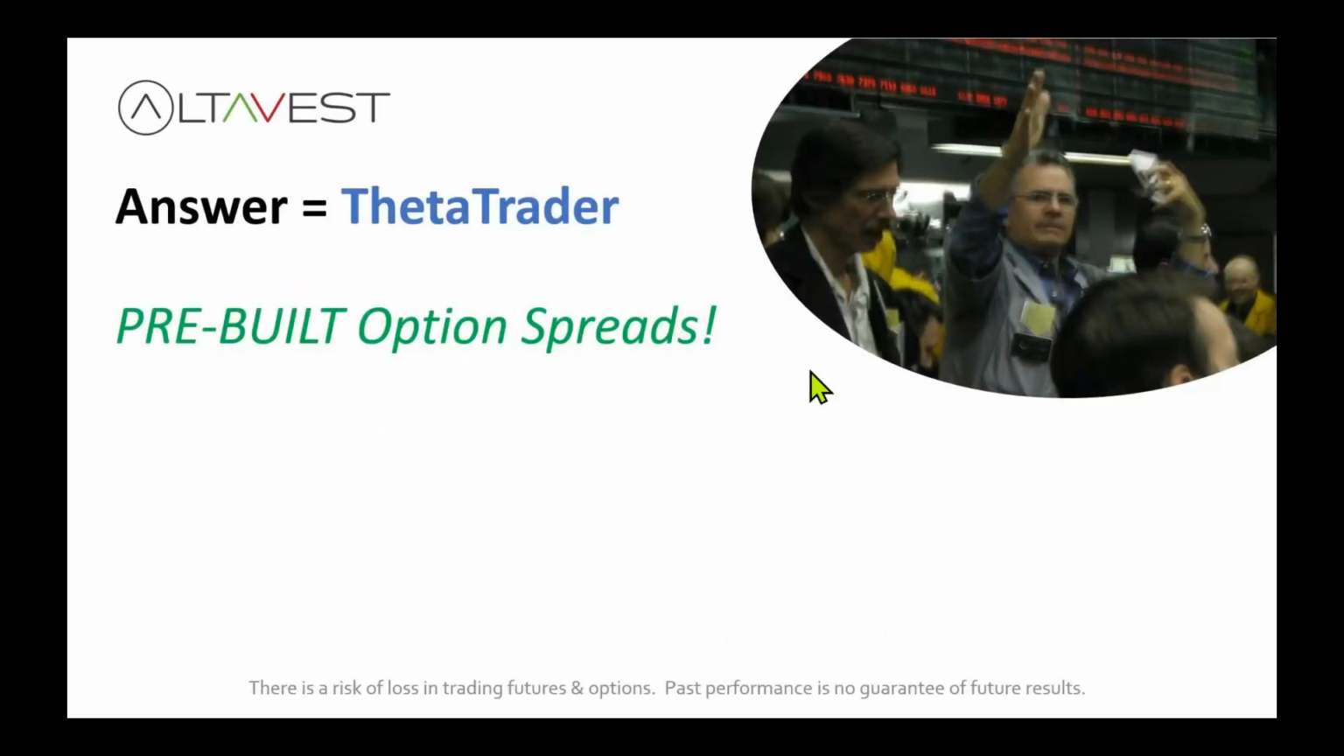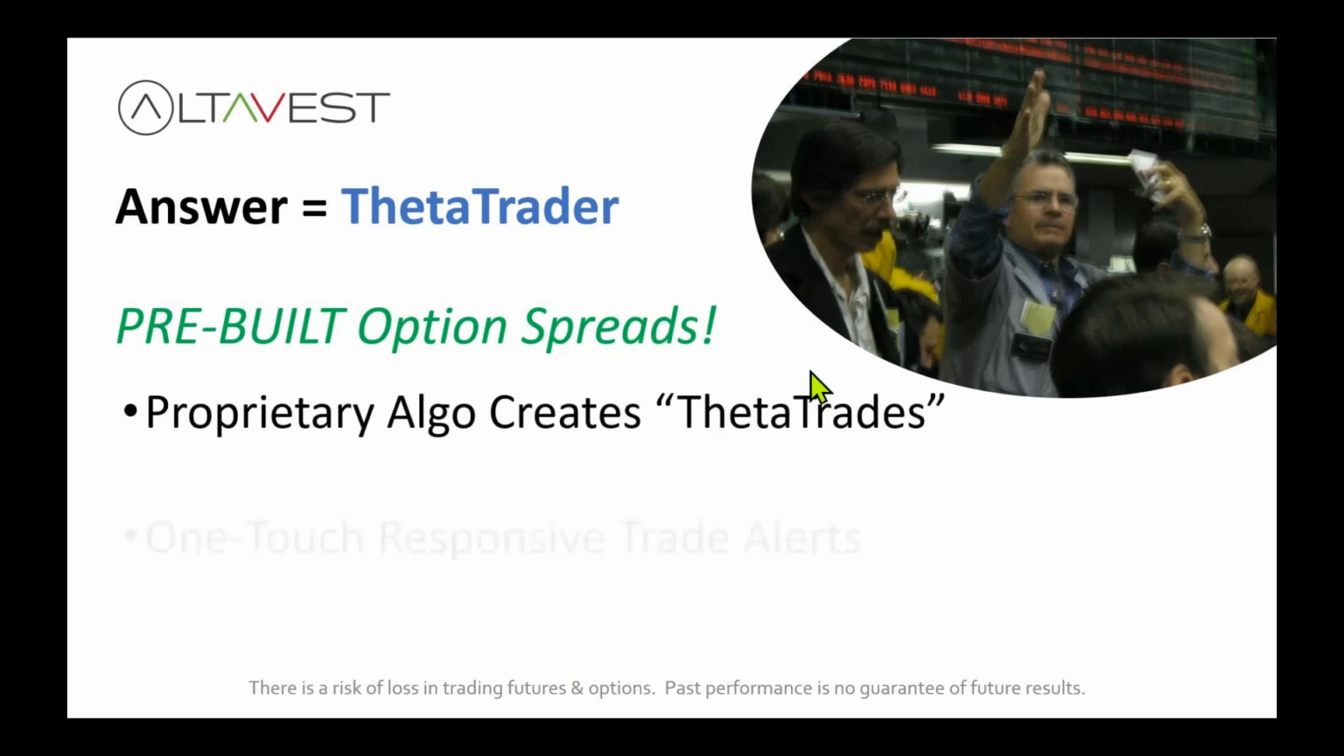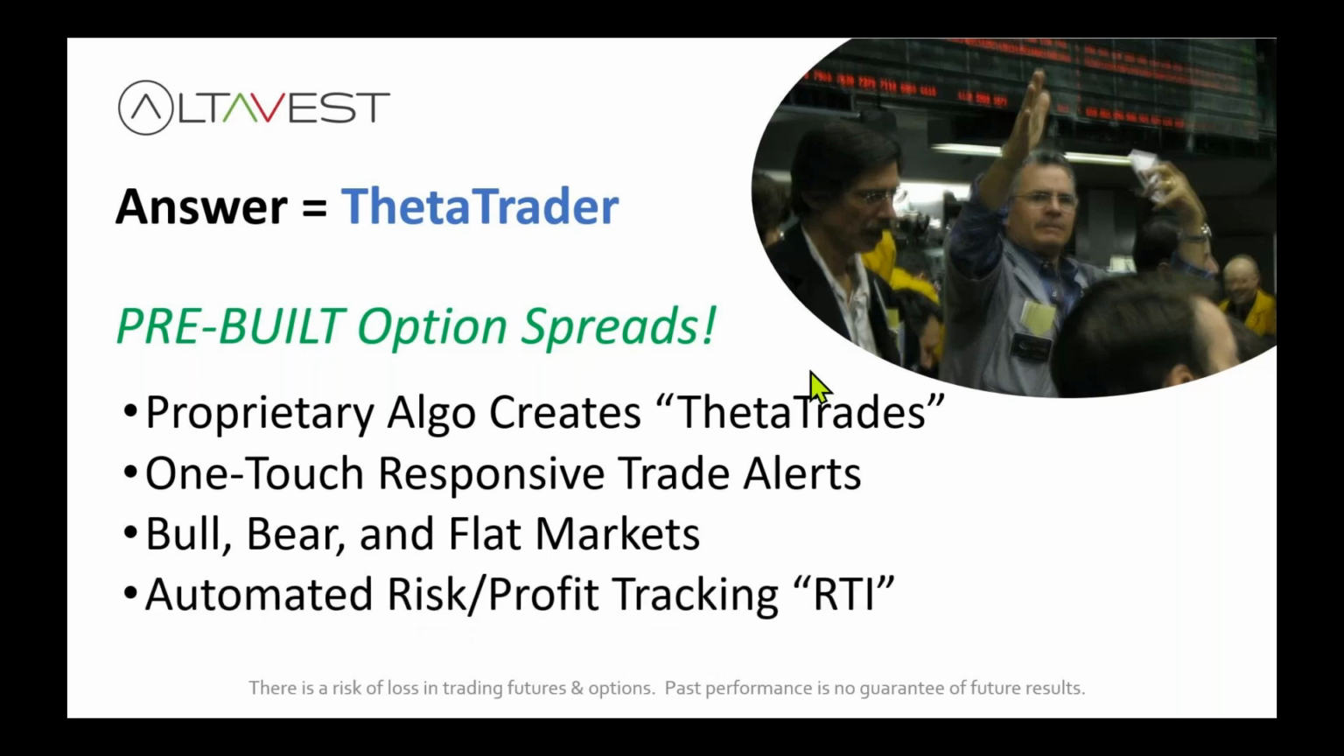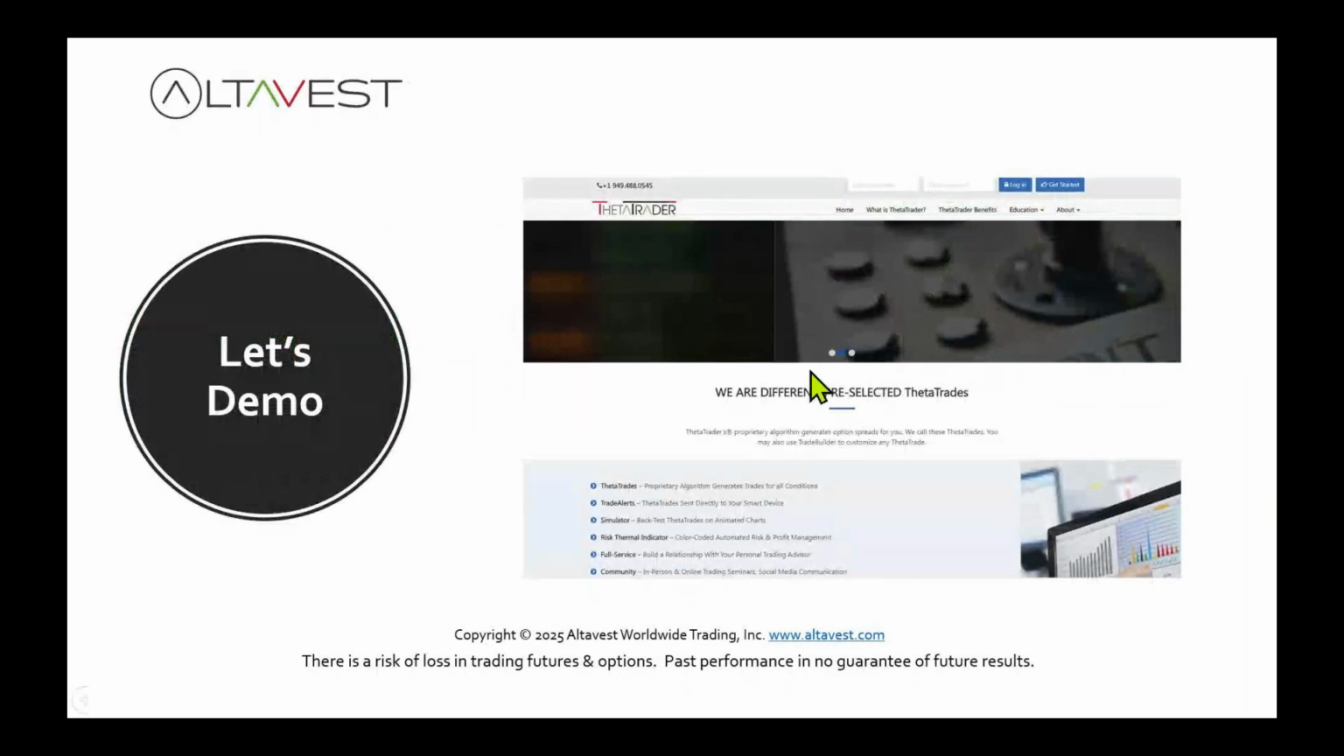That's why we created ThetaTrader. These are pre-built option strategies. Our algorithm generates what we call theta trades every day that you can choose from. And then you can also respond to those one-touch responsive trade alerts, is what we call them. Those are live and integrated with your trading account here at AltaVest. So any market condition, and then automation with risk and profit tracking. And that's the color coding called the risk thermal indicator. So I am going to switch screens here.